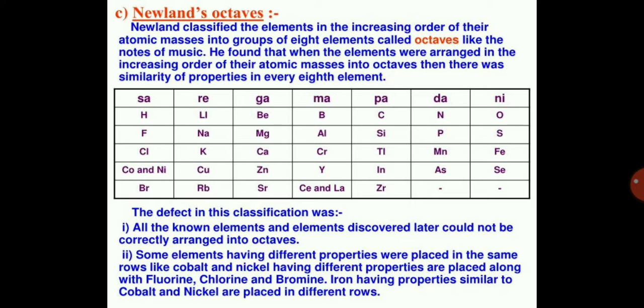Iron, having properties similar to cobalt and nickel, was placed in a different row. Yes, iron and cobalt and nickel have the same properties, but still they were placed in different places. So these were the defects in Newlands' law of octaves. That's why this law was also not accepted by anyone.